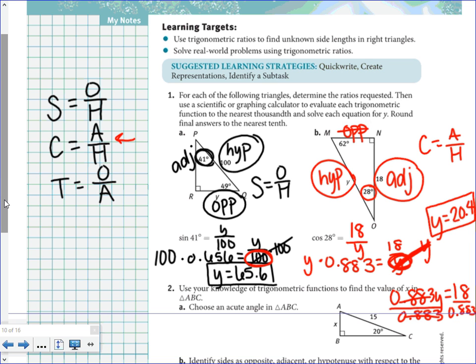So why did I pick 3 decimal places? Well, they said up here, round to the nearest thousandth, and then round your final answers to the nearest tenth. So typically, whenever you are taking your sine of a number or cosine or tangent of a number, go to 3 decimal places there. And then your final answer, if you want to go to 2 decimal places, you can, or if you want to do just a tenth, 1 decimal place, that's fine too.